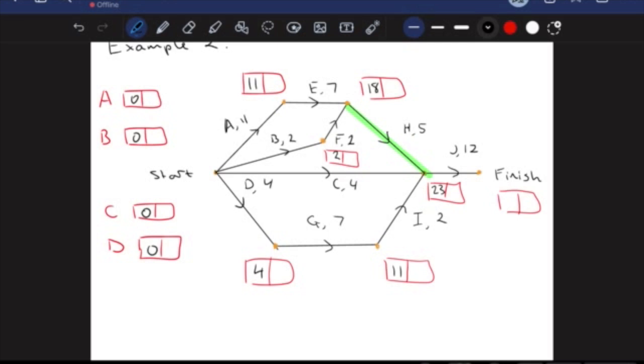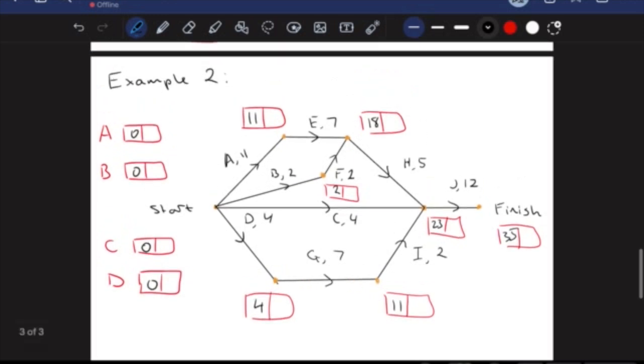Because remember, everything needs to get done before I can start activity J. So my earliest start time for activity J is 23 here. And then after that, for the finish, J, 23 plus 12 gives me 35. So that gives us 35 total hours, for example, to complete this project.